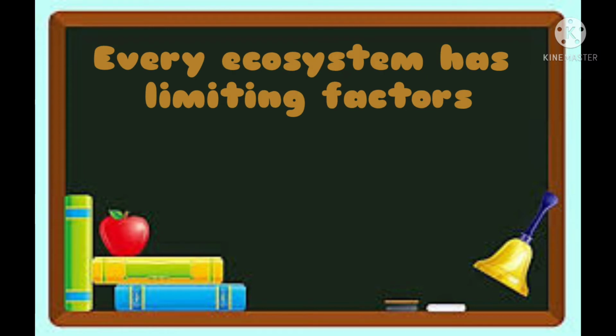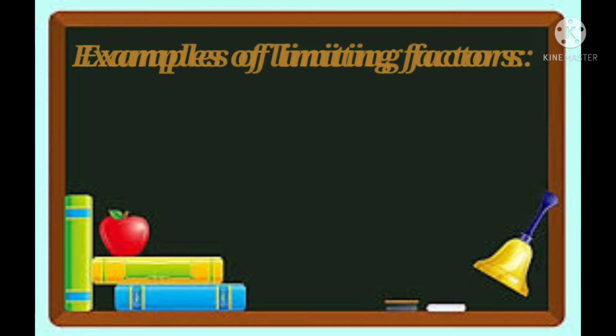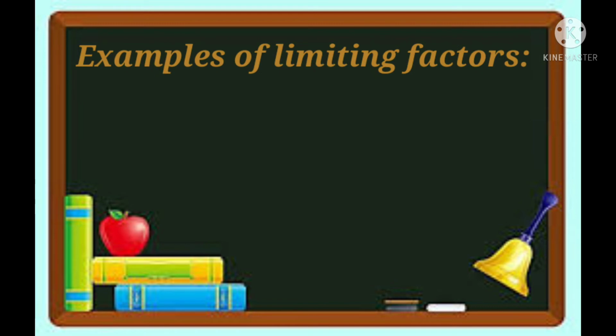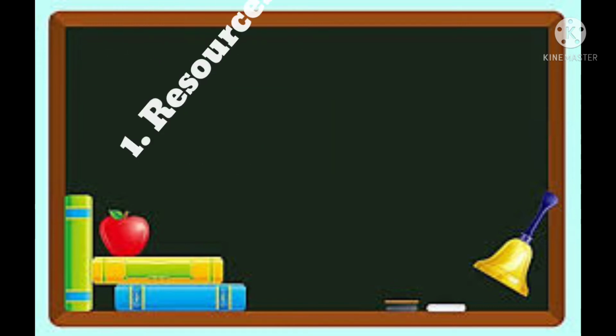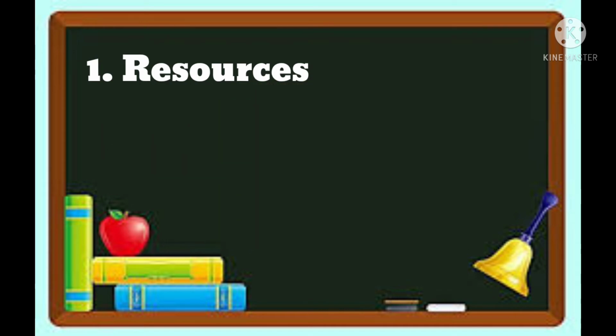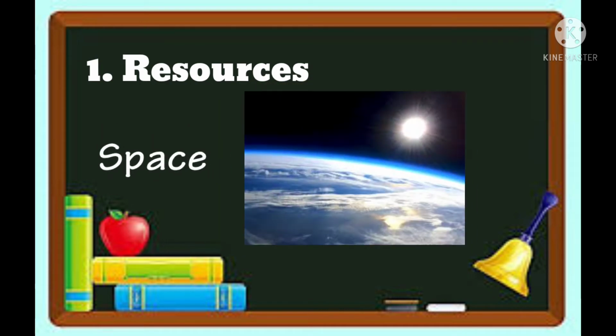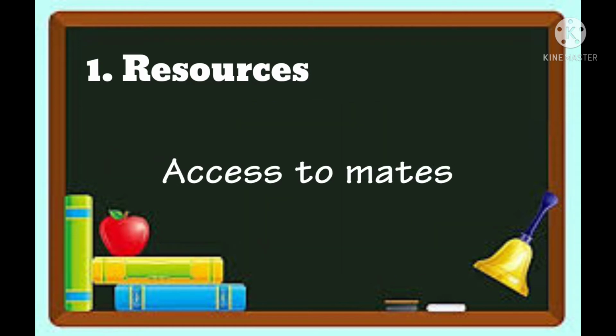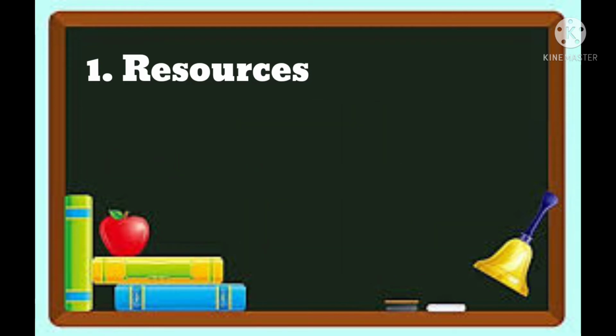Every ecosystem has limiting factors. These are the things that affect the size of a population in that ecosystem. Examples of limiting factors. Number 1. Resources. Resources such as food, water, light, space, shelter, and access to mates are all limiting factors.